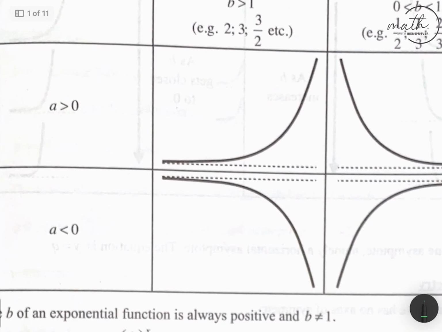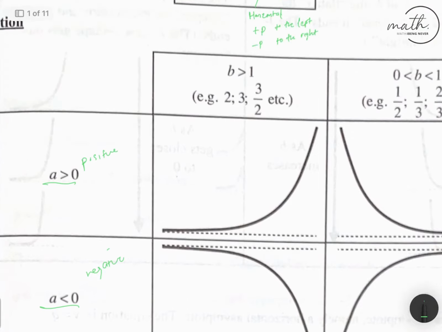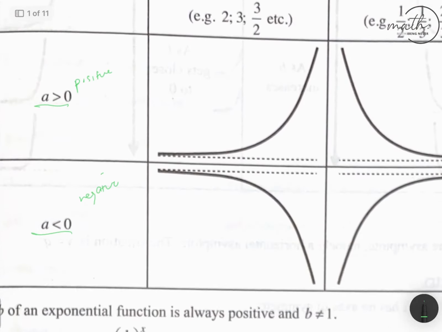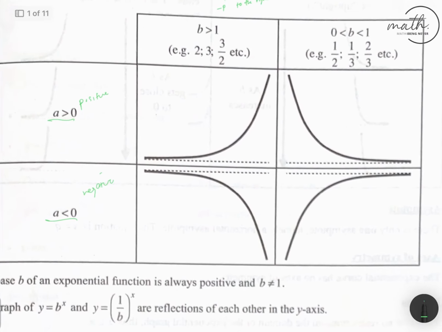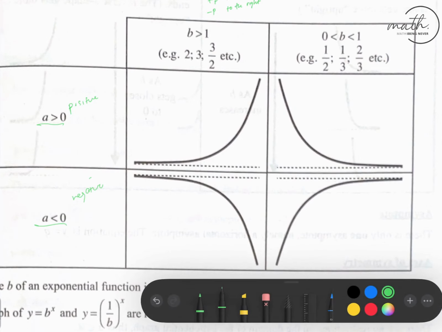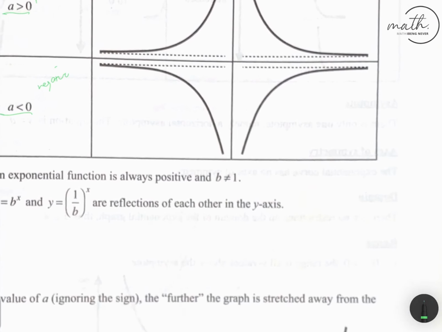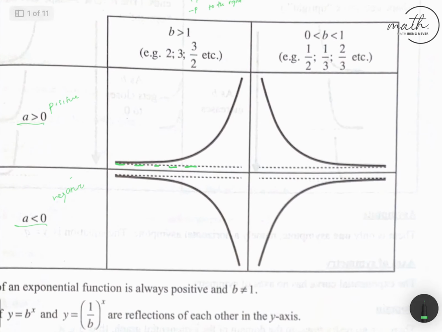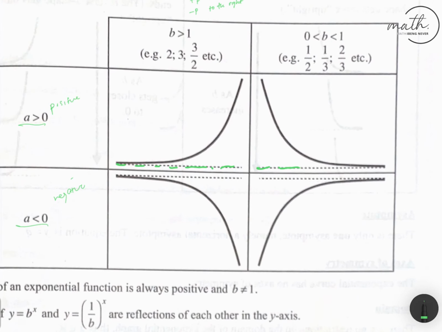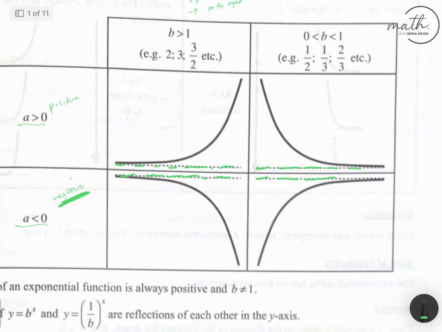Now with A, let's start with A. For A positive and for A negative, that is the number that's here. So if that number is positive, we're going to draw a graph above the asymptote. So you'll have a dotted line, and then the graph will be above the dotted line, as you can see with both of them. But then with the negative one, the graph is below the dotted line. That is the effect of A.